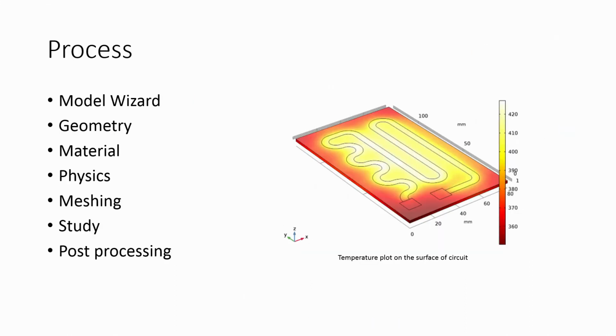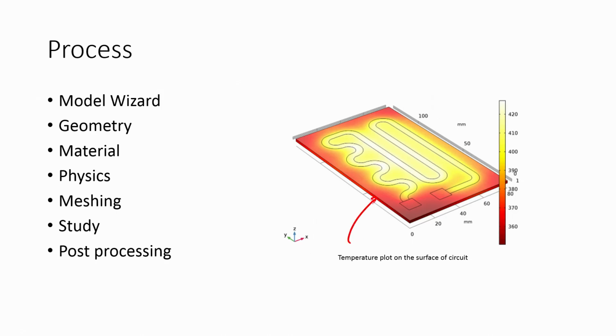So, let us see the first example, and I will show you how to perform that simulation. This topic we have taken because of the questions raised in a forum, that most of the students want to learn how we can perform simulations, because they do not have all the facilities available for fabricating the device. So, the process will consist of a model wizard, how to create the geometry, what materials we can select, what the physics behind it is, how to mesh the design, and then study and post processing. So, this is just an example of a temperature plot on the surface of a circuit.